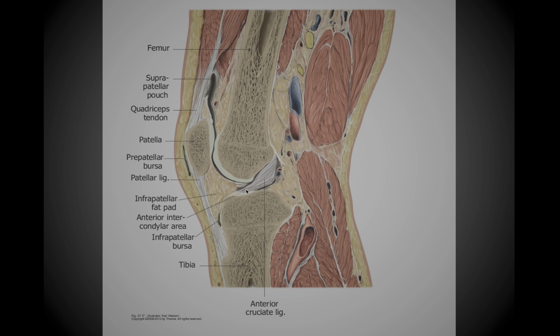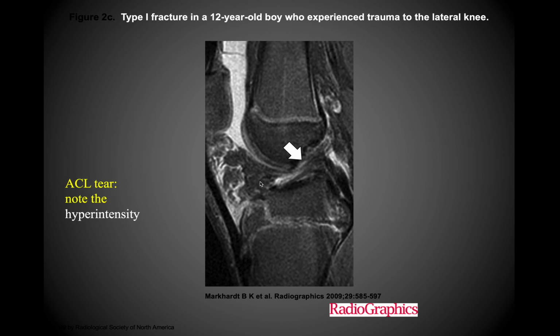And then you can see where the ACL is attaching to the intercondylar eminence of the tibia, and then the part of the femoral condyle posteriorly here on the femur. So again, you can see where, when trying to pull the tibia forward on the surface of the tibia, this ligament's going to resist that movement.